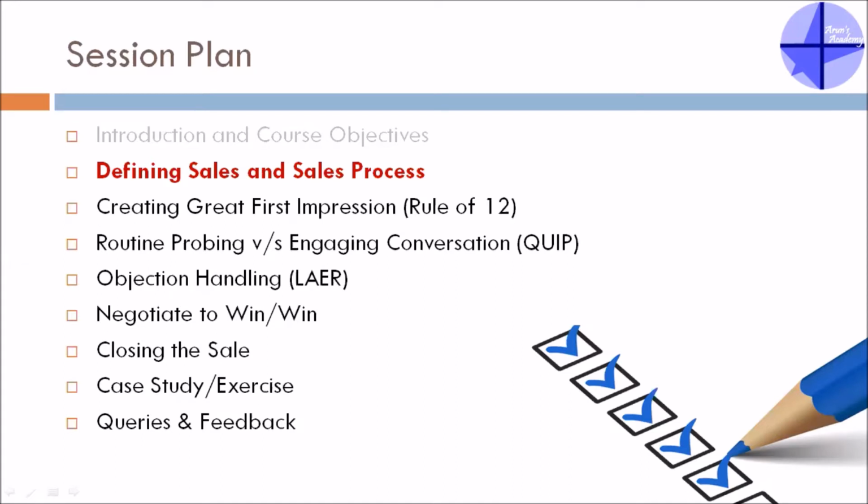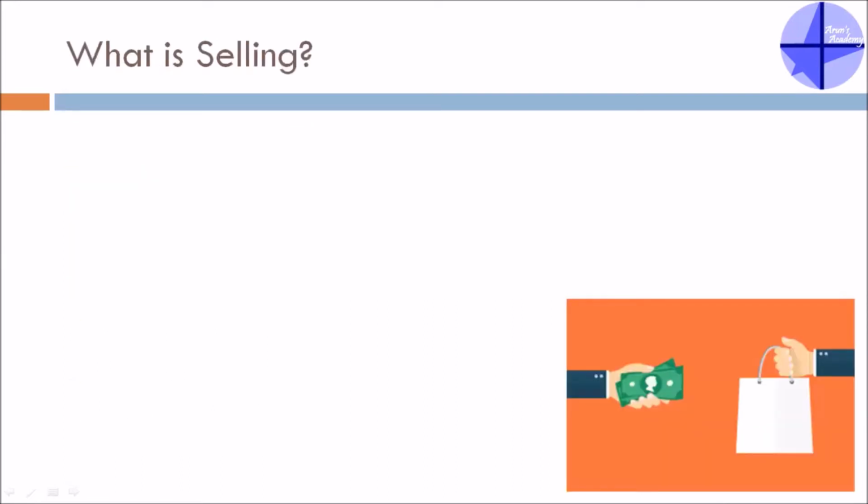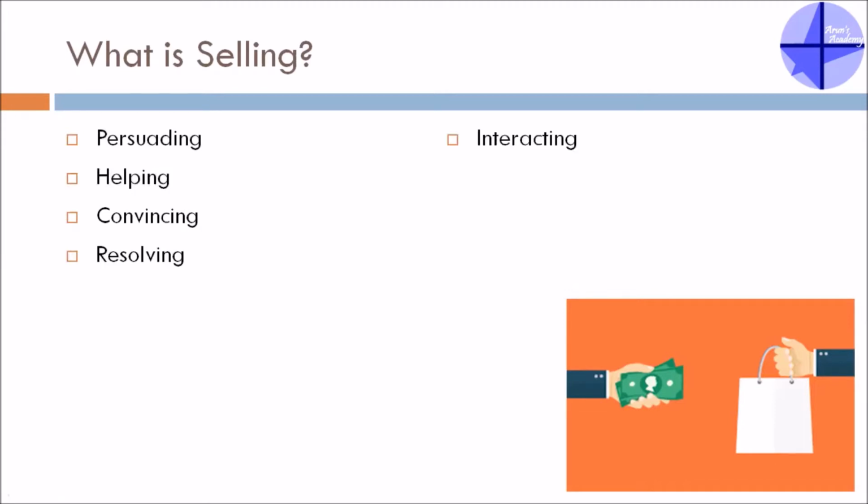I've given the information which is actually a little conventional or traditional. Nowadays, sales also is considered much broader than what it was few years back. What is selling? Selling is not just a term. It is a complex mixture of a lot of skills and traits put together to do a process of sale. What are those traits? Persuading, helping, convincing, resolving, interacting, following, demonstrating, and listening.